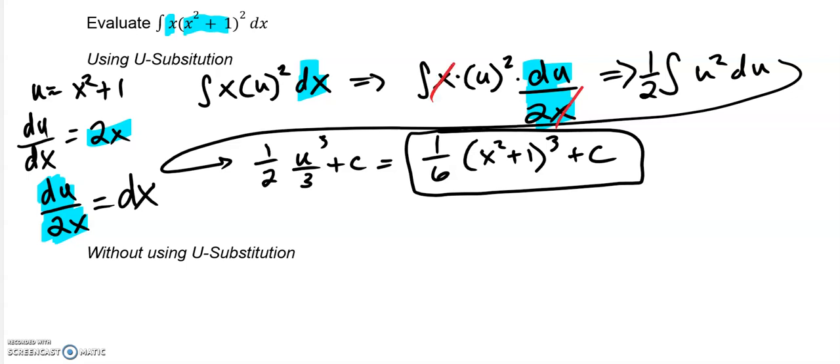We want the variable to cancel, and you're left with just 1/2 times u squared du, which we can integrate. u squared du, just like x squared dx, add 1 to the exponent, divide by 3, and then you would have that 1/2 out there. Then I multiplied 2 and 3, that's where the 6 came from, and then substituted back in the x squared plus 1 for the u. And that was our answer.